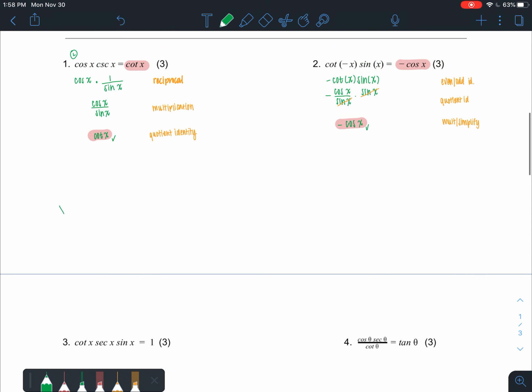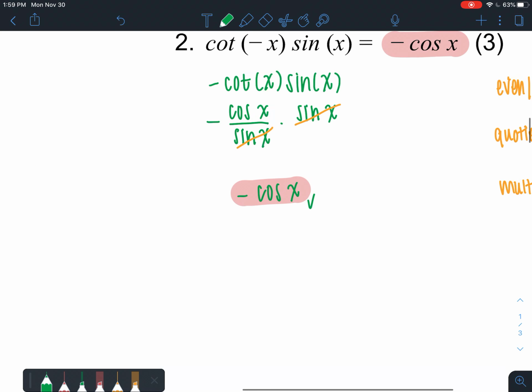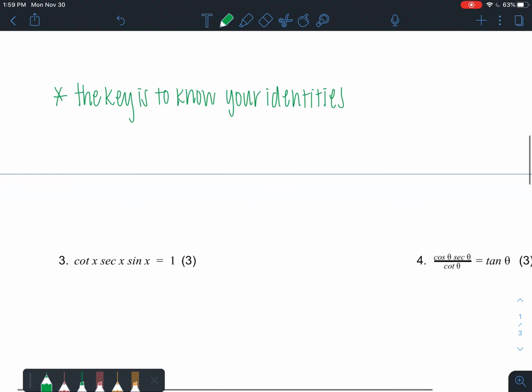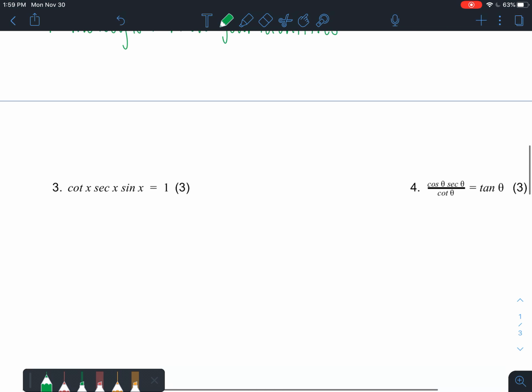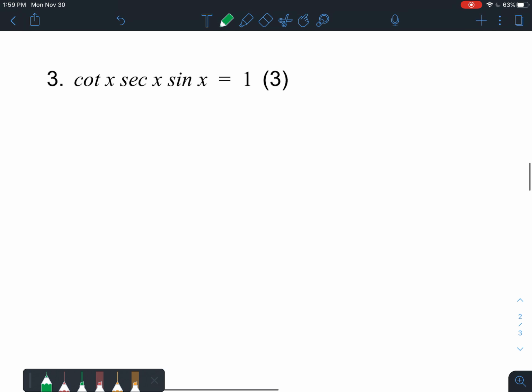Okay, so the key is to know your identities, and know them well enough that at any given time you can rearrange them. So the better you know your identities, the better at these you'll be. Okay, so I would strongly suggest going ahead and pausing here, trying this one on your own.